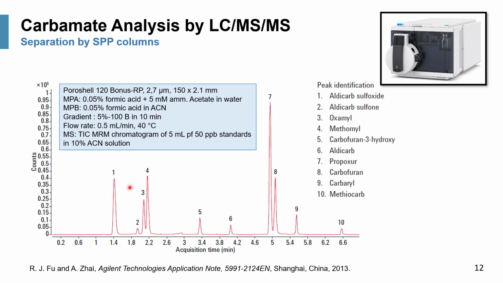Shown here is an application note from Shanghai, China, by Agilent Technologies, using a polar shell column, which is an SPP, a superficially porous bonded phase, that gives you high efficiency. Without post-column derivatization, just using mass spec, you can get pretty low levels.